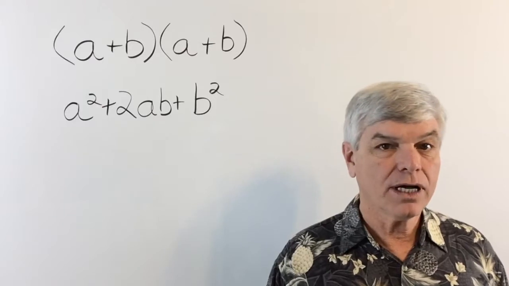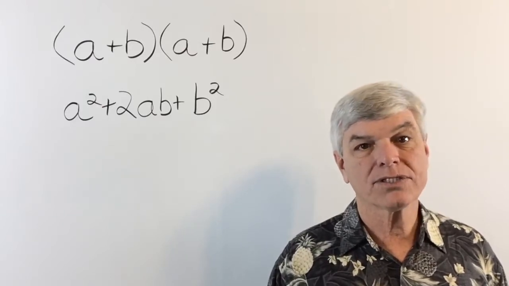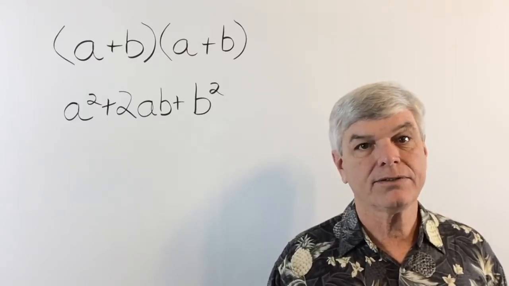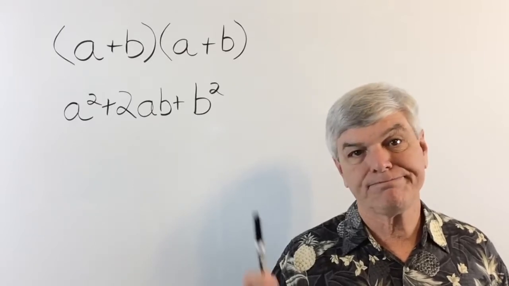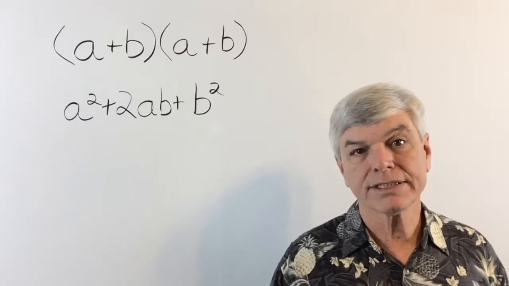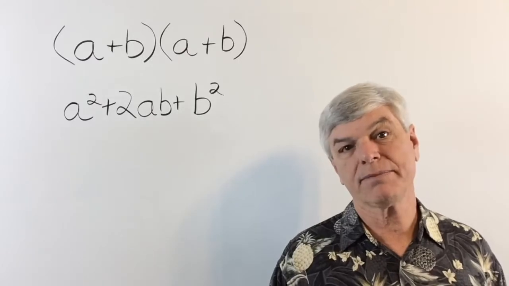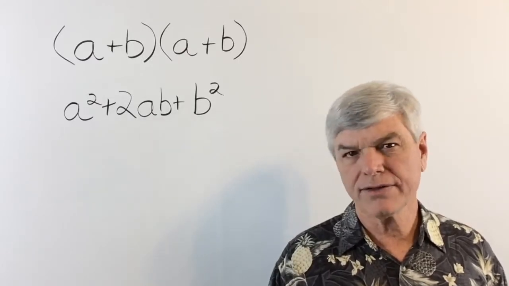Now you can do FOIL, you can multiply it out in rows like I usually do, or you can just take the shortcut, which is the squares are always going to be this way. So let's try another square.